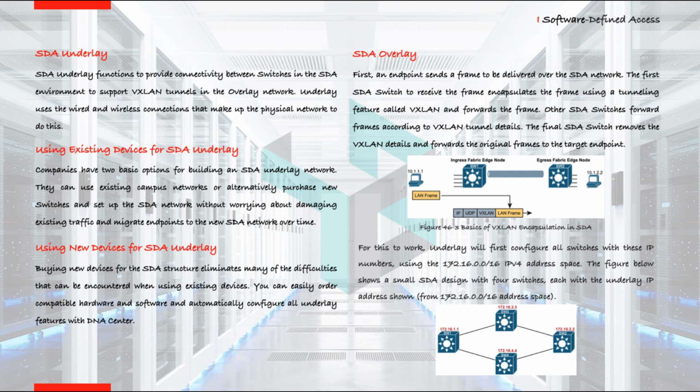Now let's look at SDA Overlay. First, an endpoint sends a frame to be delivered over the SDA network. The first SDA switch that receives the frame encapsulates and transmits the frame using a tunneling feature called VXLAN. Other SDA switches transmit these frames according to VXLAN tunnel details. The last SDA switch removes the VXLAN details and forwards the original frames to the destination endpoint.